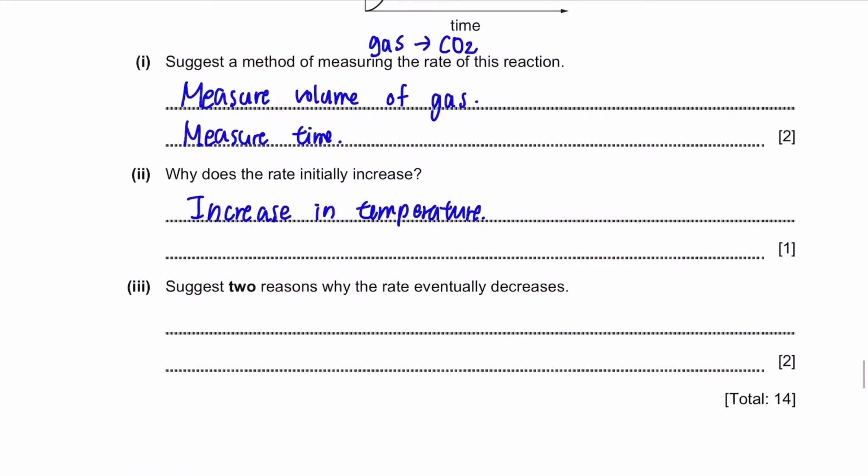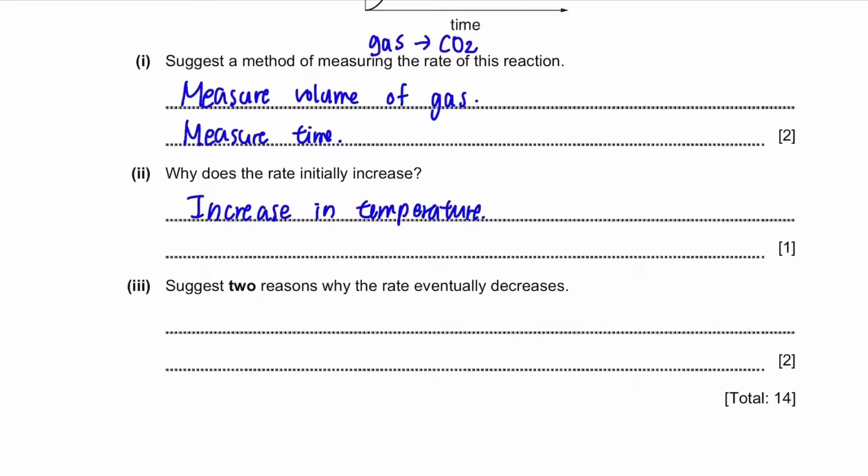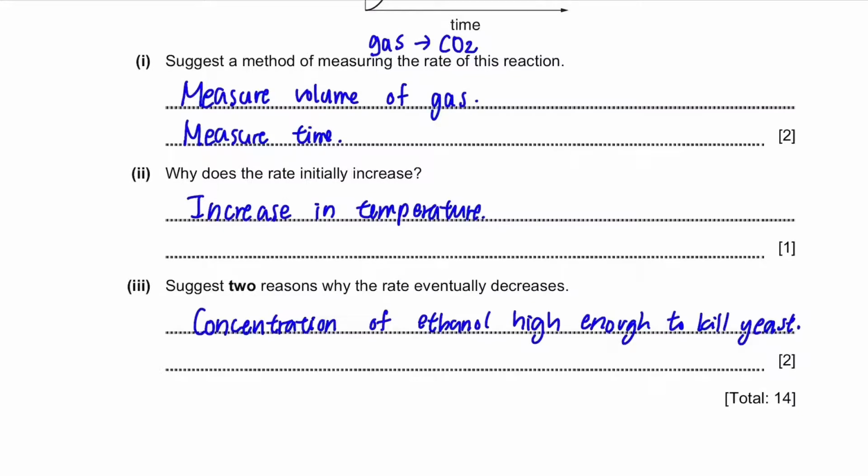Part 3. Suggest 2 reasons why the rate eventually decreases. Now, we need to remember that we're using yeast, and yeast is a highly sensitive substance. Since ethanol is produced, after some time, the concentration of ethanol will increase until it will kill yeast. Another reason is because we don't have an infinite supply of glucose. We have a fixed amount of glucose, and that will be used up one day. So it's kind of a common sense question. The concentration of ethanol is high enough to kill yeast, and glucose is used up.